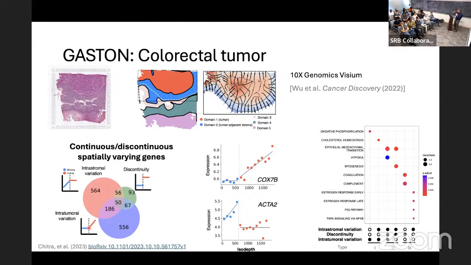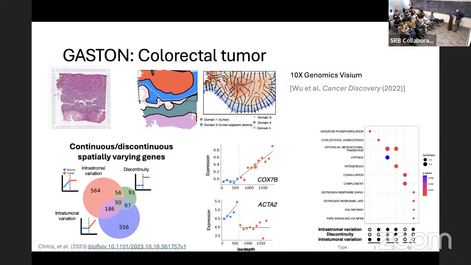And again, you can see these because you're not looking at just one individual spot. You're looking at all locations that are reflective of how far away you are from the boundary of the tumor. And so here's a few of these genes that are constant in the stroma and then increasing in expression. We have many of these genes.